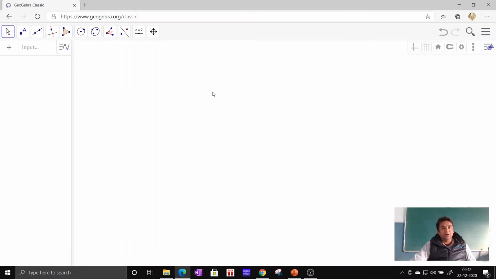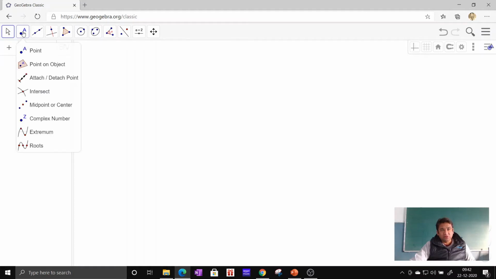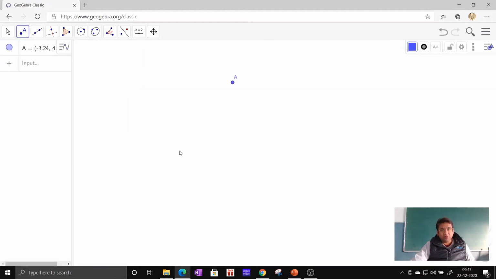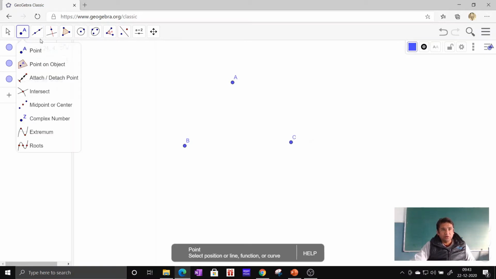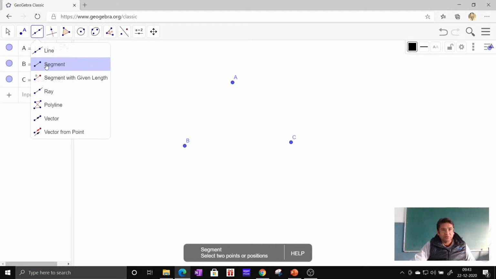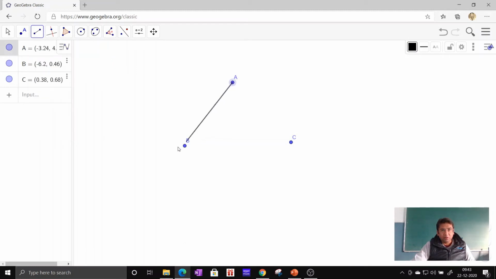Now we will see the centroid of acute, obtuse and right triangles. First of all, mark 3 points A, B and C. And now join these 3 points A, B and C to form a triangle.